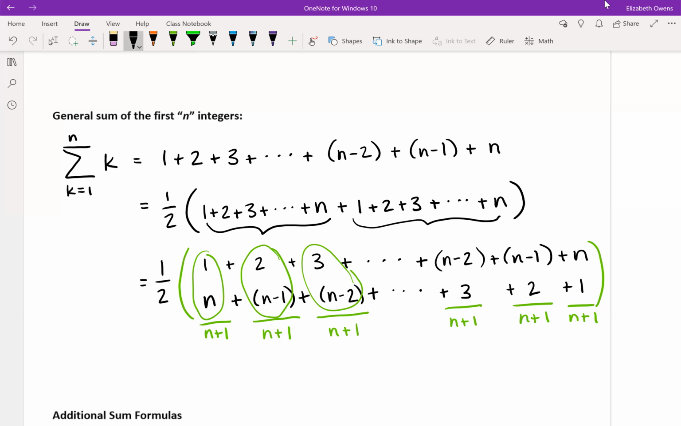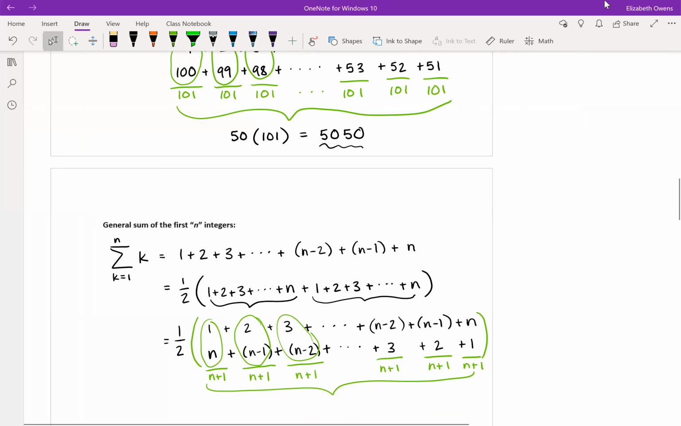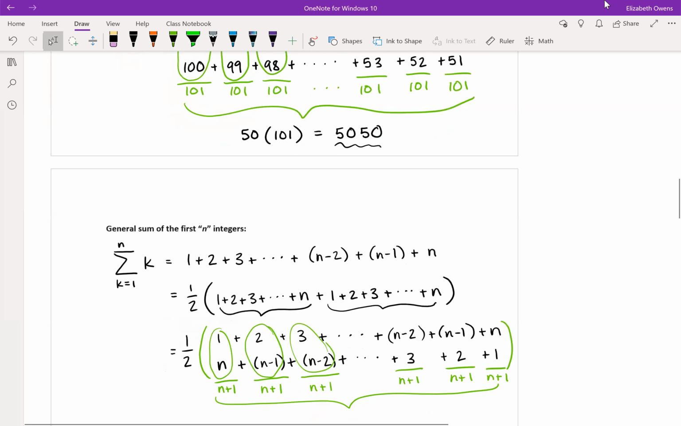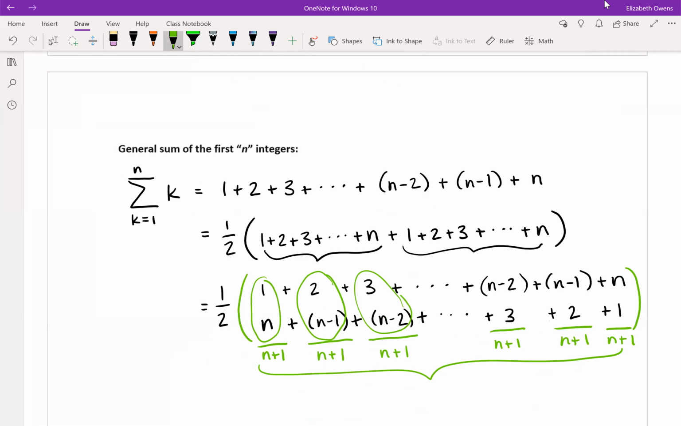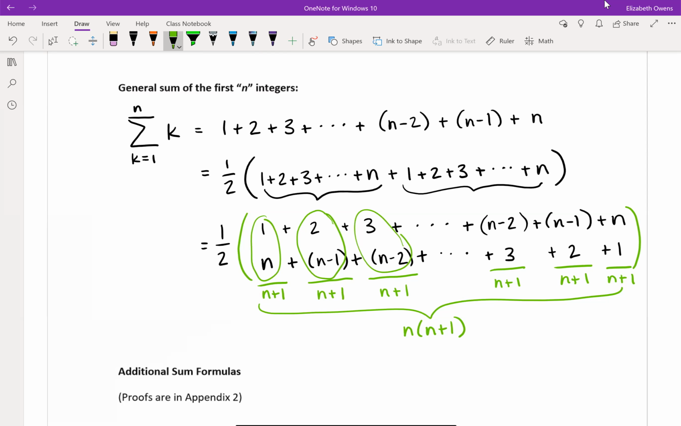So how many groups of these do we have? We've got n groups of these n plus 1 terms. So this all, just like little Gauss, turns out to be a multiplication problem. We're going to multiply our number of groups times the sum of each group. So we'll have our n groups times n plus 1. And so when we multiply that by a half, we end up getting our general summation here.